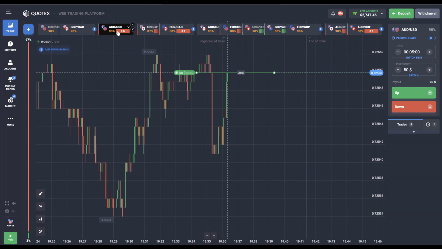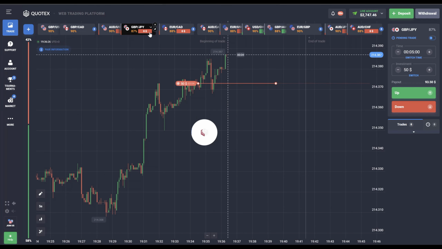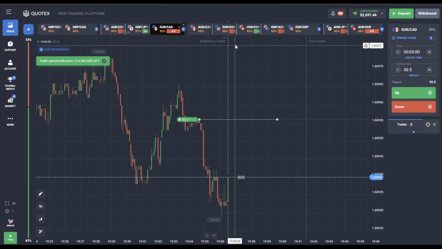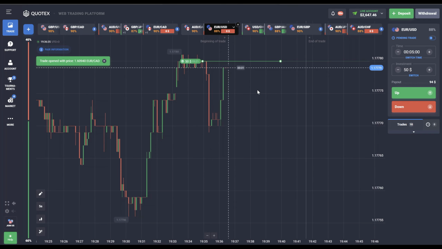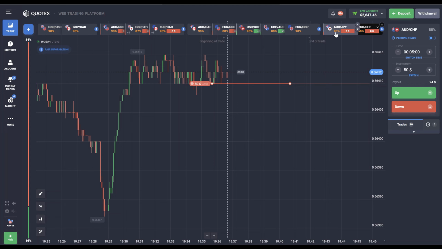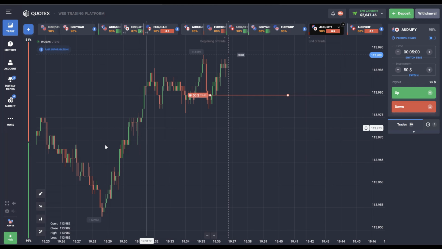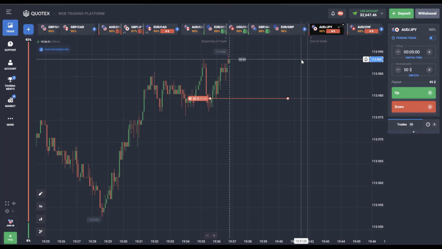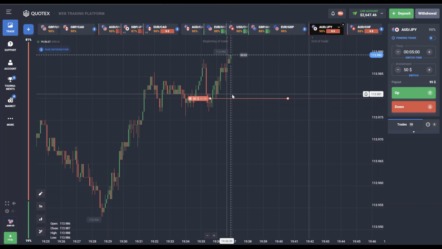Australian dollar has already returned to the entry point. So British pound yen, I'm opening an additional trade. Euro Canadian dollar, I'm opening an additional trade. Euro dollar, well, I won't open one here because the price has already returned. Here on the Australian dollar, the price is also quite close to the entry point. I don't see any reason to open additional trades yet. Besides, I usually open trades after 2 minutes have passed. It's a bit early now.